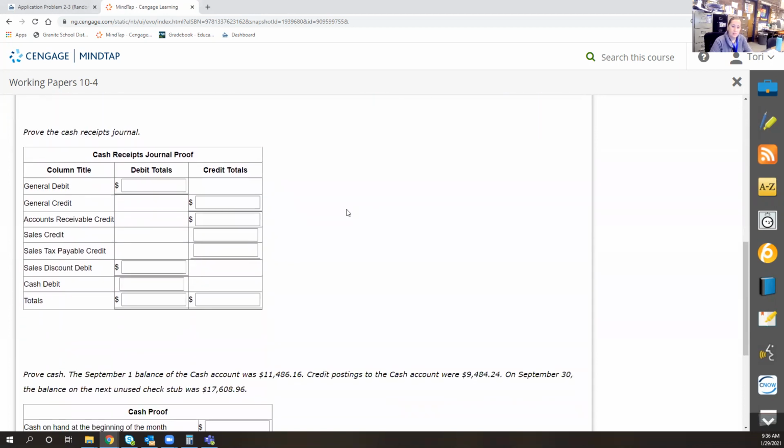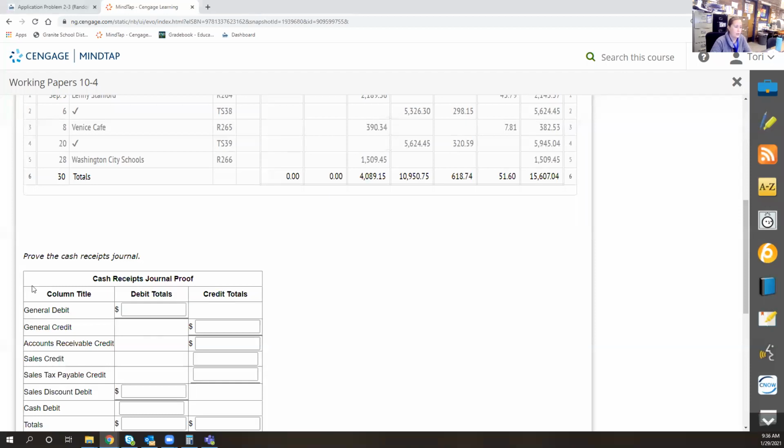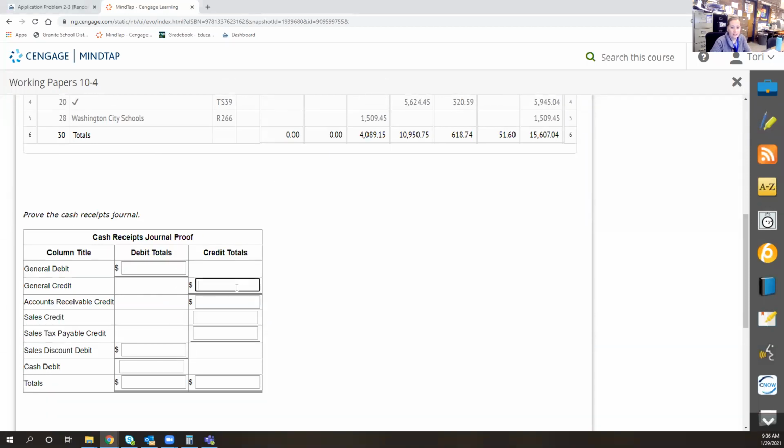All right, down here at the bottom, the first part, we're going to just take this money up here and put it down below. So we don't have anything in for our debit or our general. Our accounts receivable journal, we have the $4,089.15. Our sales is the $10,950.75. And our tax credit is $618.74. Our discount is $51.60, and our cash debit is $15,607.04.